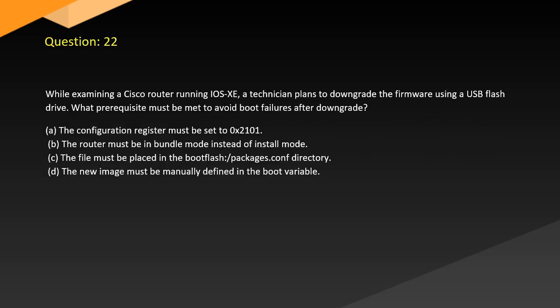Question 22. While examining a Cisco router running iOS, a technician plans to downgrade the firmware using a USB flash drive. What prerequisite must be met to avoid boot failures after the downgrade? A. The configuration register must be set to 0x2102. B. The router must be in bundle mode instead of install mode. C. The file must be placed in the bootflash packages.conf directory. D. The new image must be manually defined in the boot variable.